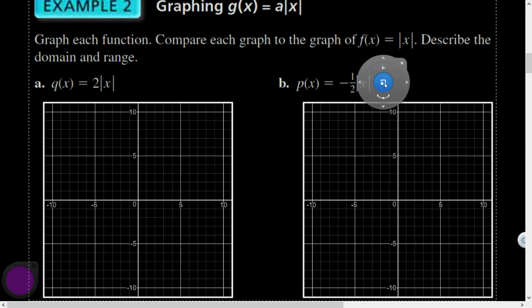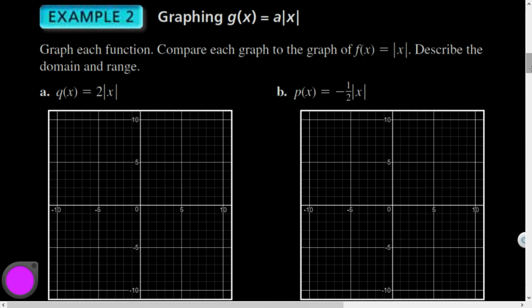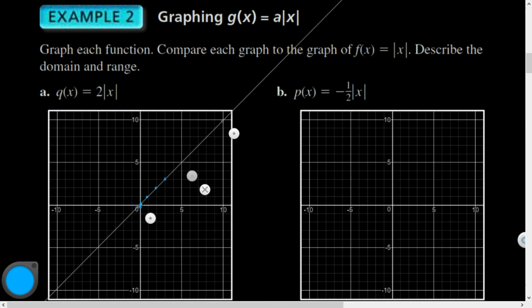All right, example 2. Now check this. Let's graph the parent. Where do I start to graph the parent function, absolute value of x? Start at the origin, up 1 over 1, up 1 over 1, up 1 over 1. Right? And so the slope is 1 and -1.